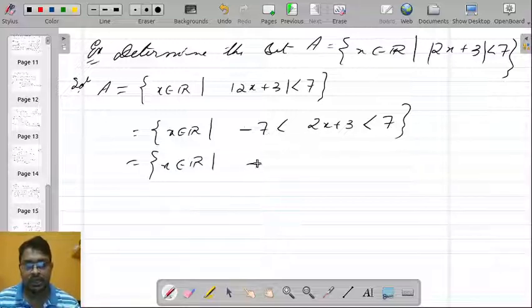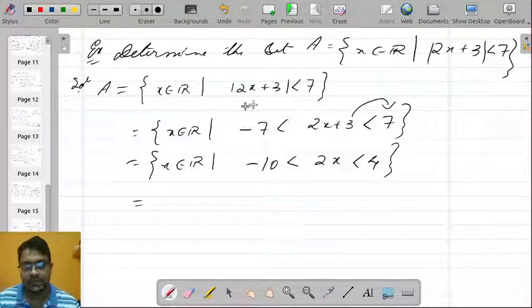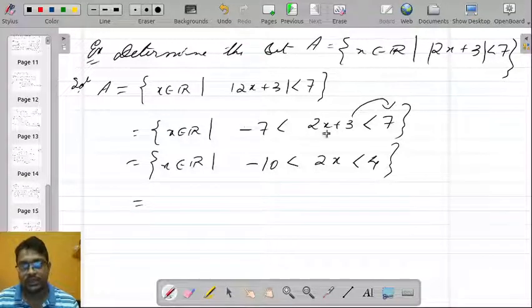So you take 3 to this side, so it's minus 10 less than twice x less than 4. Okay, so what I have done, I have taken 3 to this side. So there are two inequalities actually: minus 7 less than twice x plus 3 and twice x plus 3 is less than 7. Okay, so from the first one I get this, from the second one I get this, and using the AND connective I can write it this way.